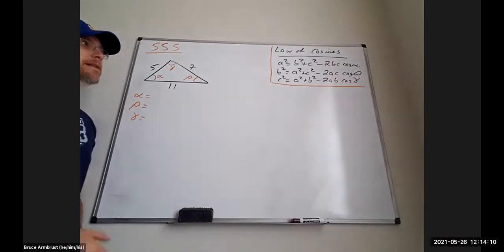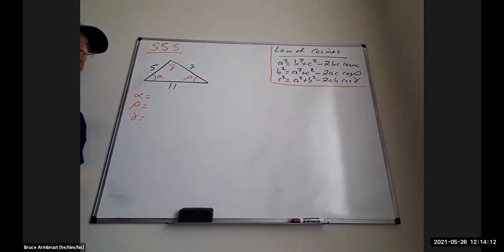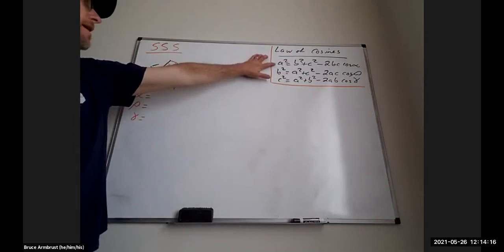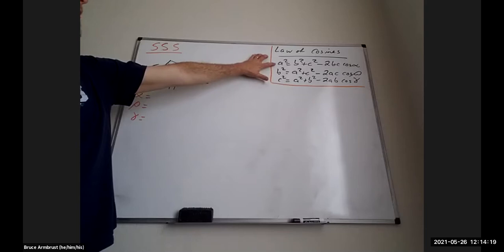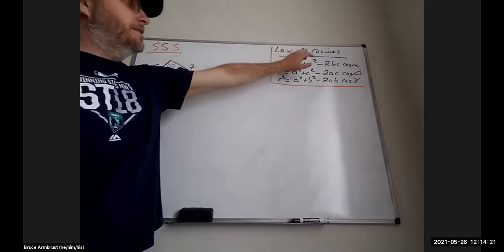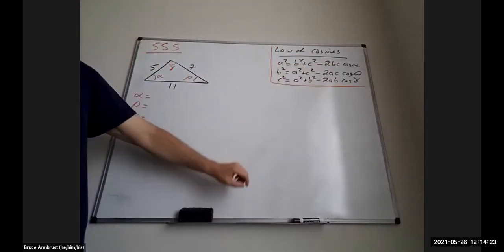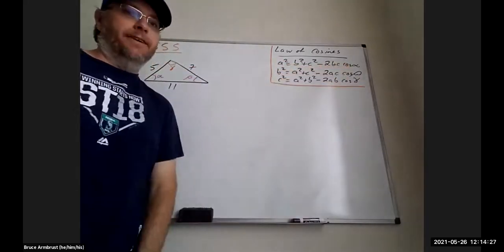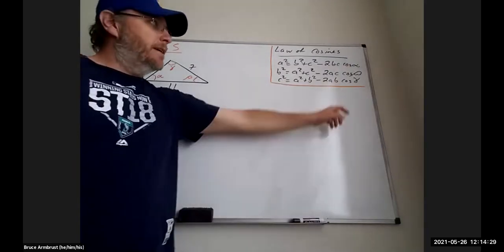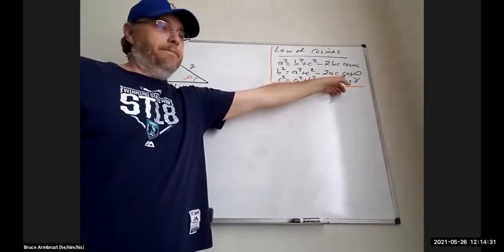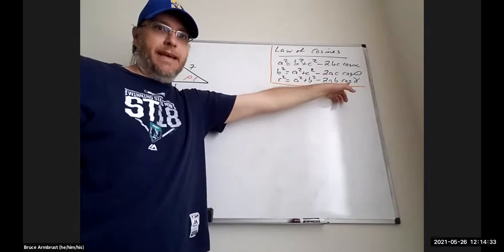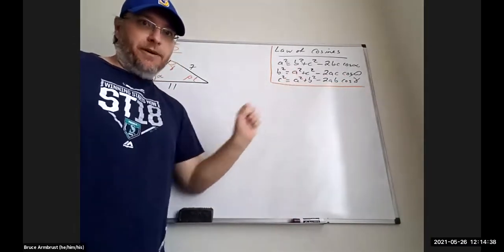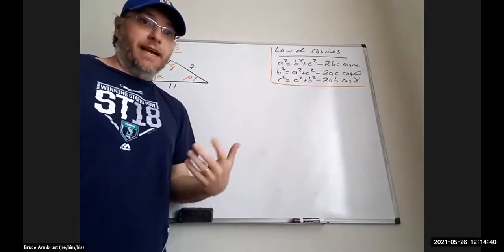So let's think about law of cosines. If we look at the first one, what you'll see is that it involves all 3 sides and 1 angle. Well, if we know all 3 sides, we know a, b, and c, the only unknown is alpha. For the second one, the only unknown is beta. The third one, the only unknown is gamma. So with any of those 3 forms, we can use that to find an angle.